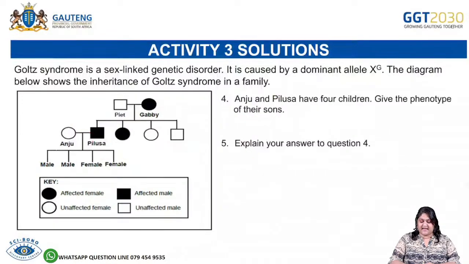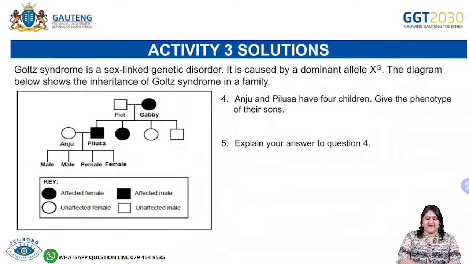Now, most of the time they love to ask us more questions. Sometimes they can ask you to explain your answer. Okay, but now they want to know something about Anju and Pilusa. Anju and Pilusa have 4 children. Give the phenotype of their sons. So here we have, they have 2 sons, okay? And we've got Anju and Pilusa.